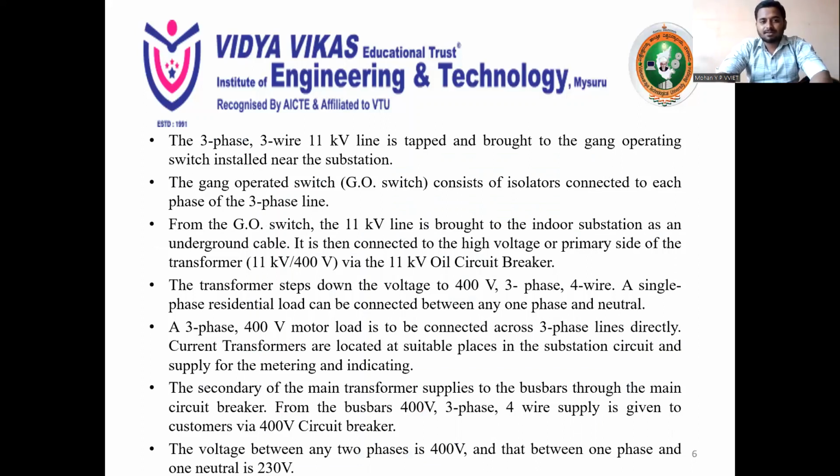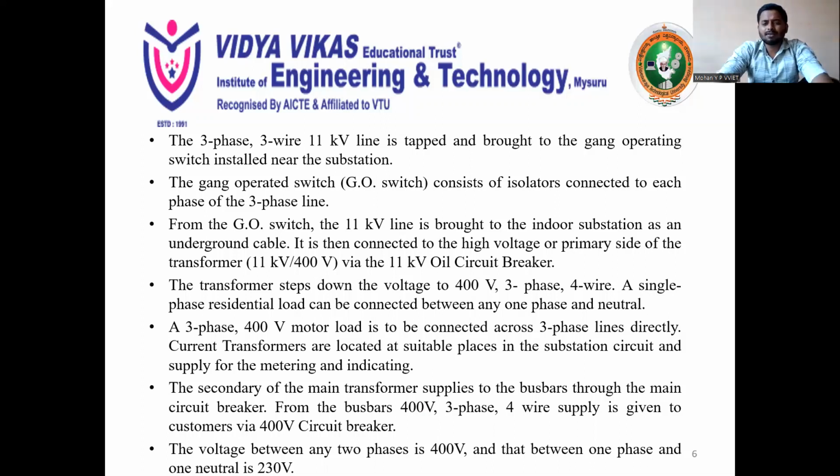The three-phase, three-wire 11 kV line is tapped and brought to the gang operated switch installed near the substation. The gang operated switch consists of isolators connected to each phase of the three-phase line. From the GO switch, the 11 kV line is brought to the indoor substation as an underground cable. It is then connected to the high voltage or primary side of the transformer of 11 kV/400 volts.